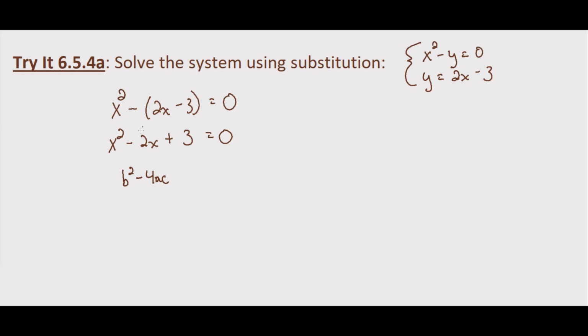So in this case, b equals negative 2, a equals 1, that invisible 1 that's out front, and c equals 3. So b squared minus 4ac is negative 2 squared minus 4 times a is 1 times c is 3. And that equals 4 minus 12, which is less than 0. So once again, there is no solution.